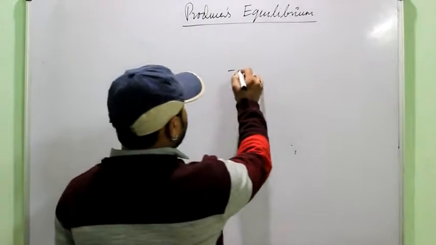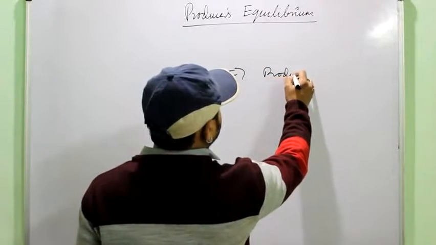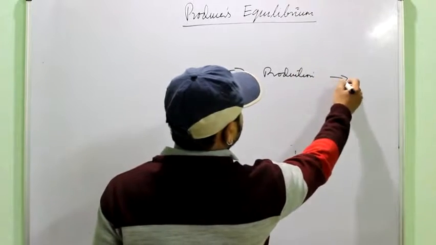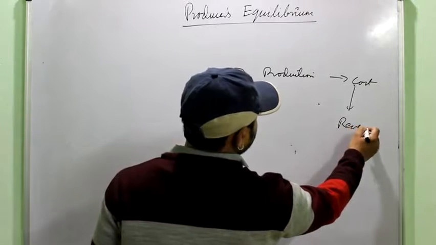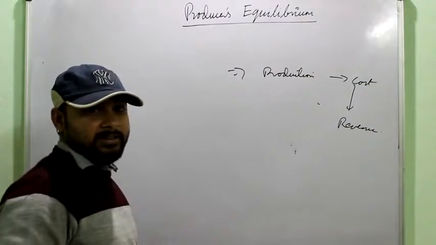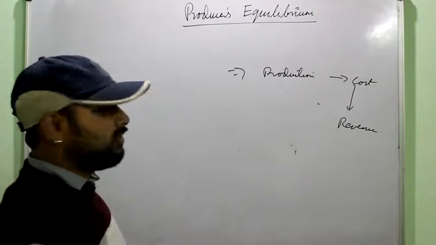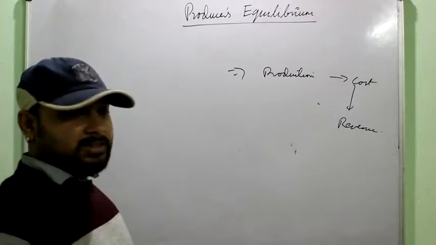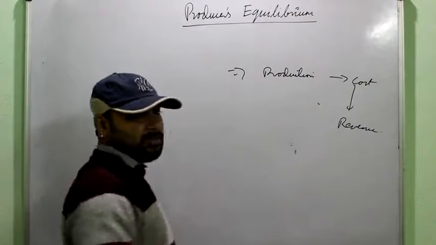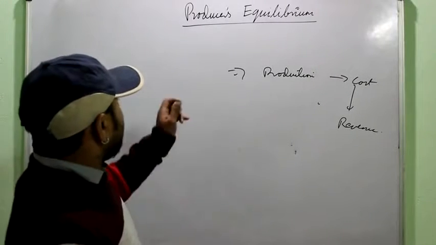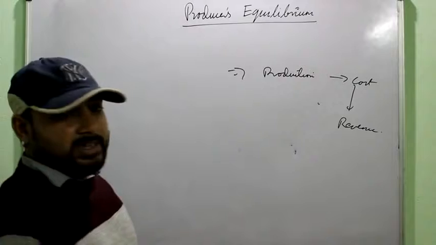See, we have already studied about production, then we studied about cost, then we studied about revenue. You have to keep all these things in mind. Production is the total output which a producer is producing. The cost is the total amount of payments made to the factors of production, and revenue is what he is earning. Now we have to understand how the producer can be in equilibrium.